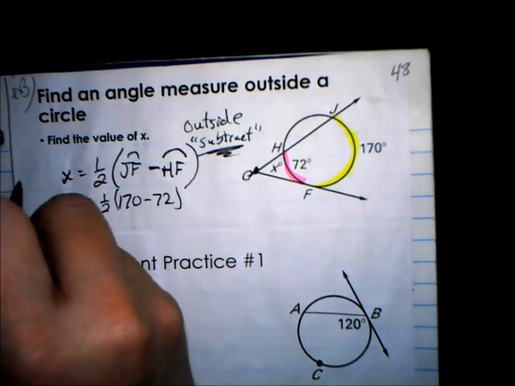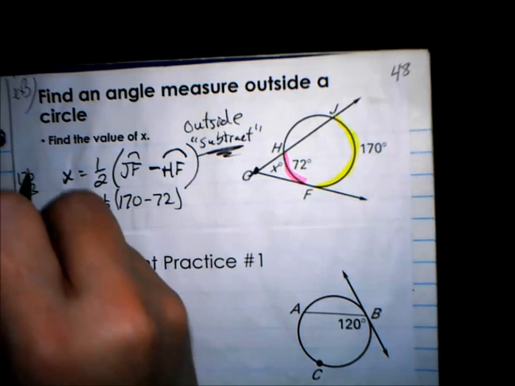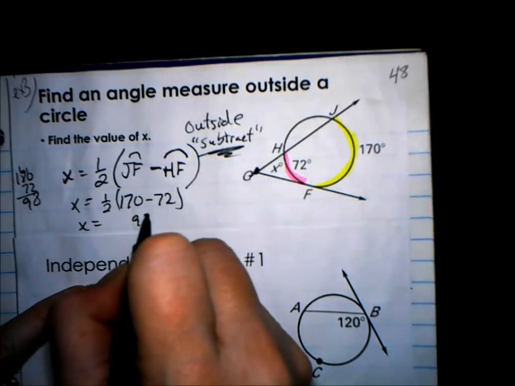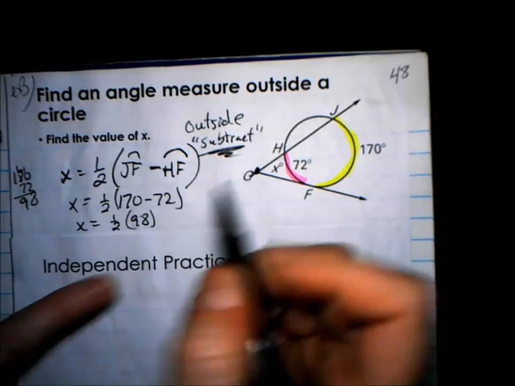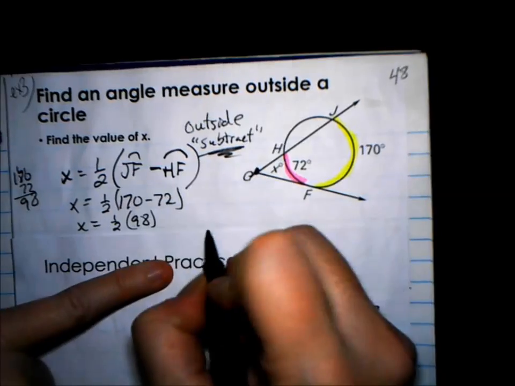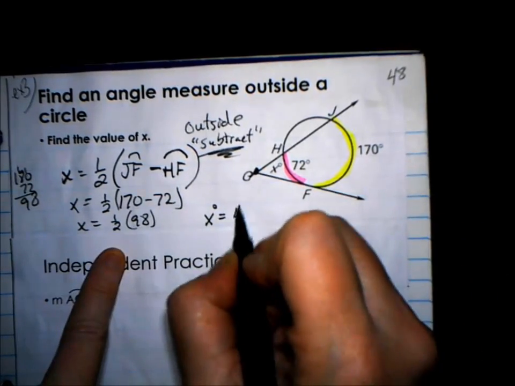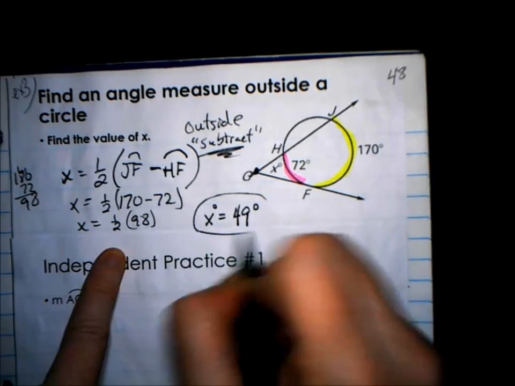Well, let's see. 170 minus 72 would be 98. And then if I take half of that, that means x as a degree will be 49 degrees, I believe.